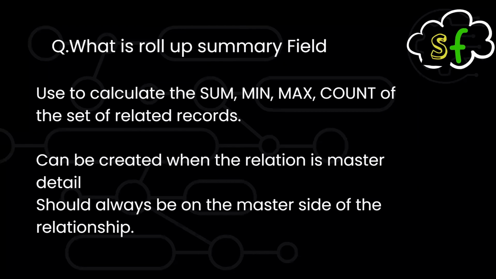Now, what is a roll-up summary field? It is used to calculate the sum, minimum, maximum, or count of a set of related records. A roll-up summary field can be made only in the case of a master-detail relationship. That too, it should be present on the master side of the relationship.